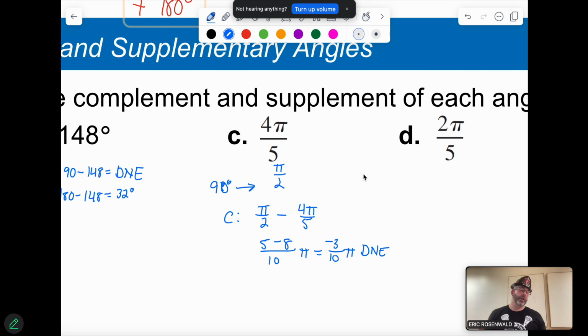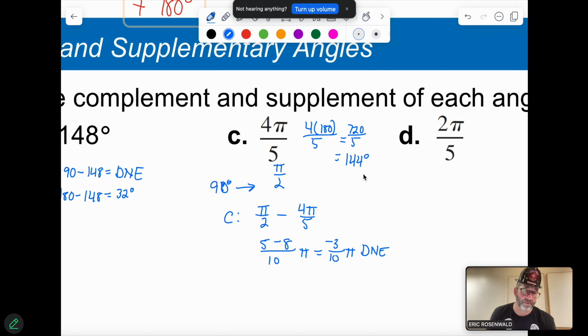Now, because some of you are not comfortable with this yet, this is going to be technically new for everybody, right? We can look at this and see if there's actually a complement if we were talking about this in terms of degrees. 4 times 180 divided by 5 is the same as saying 720 divided by 5, which is 144 degrees.